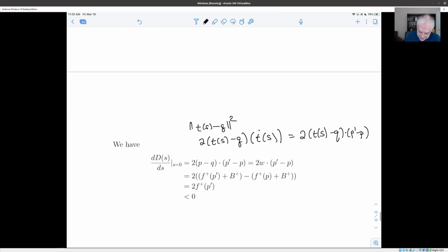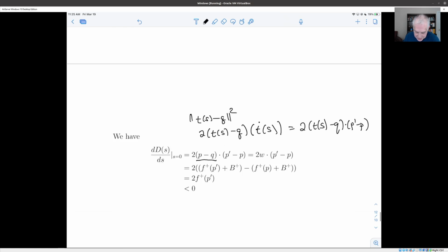And if you evaluate that at S equals 0, you get T of 0 is P, so P minus Q dotted with P prime minus P. And of course, P minus Q is W. So this is 2W dotted with P prime minus P.